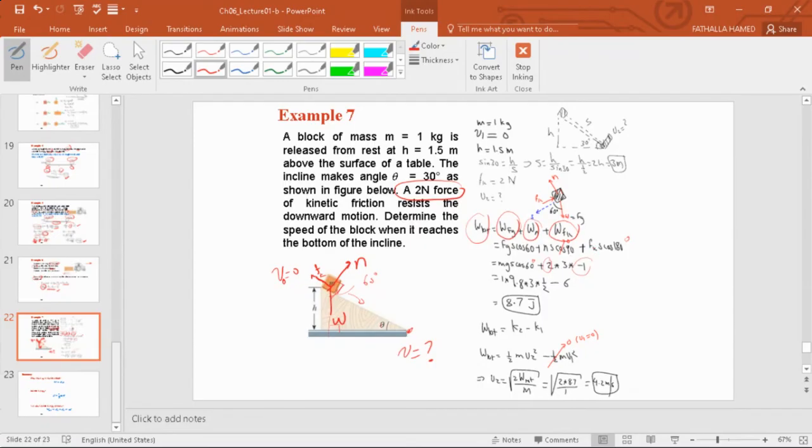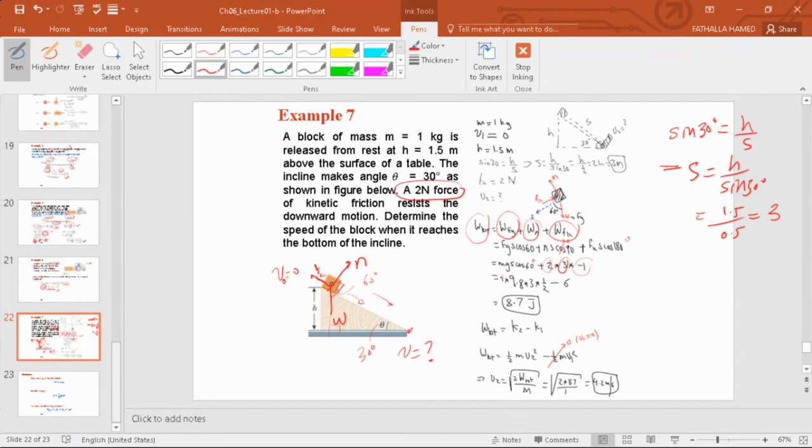Well, this angle here is 30 degrees, and this is H, and this is your S here, like what we have there. So we'll have sine 30 degrees equal to H over S. So S will equal H over sine 30 degrees, which is 1.5 over 0.5. Sine 30 is 1/2, and that will give you 3. And that's why we have the 3 here for the magnitude of S, which is 3.